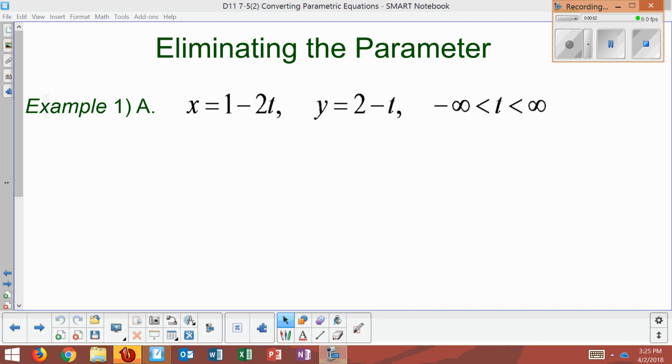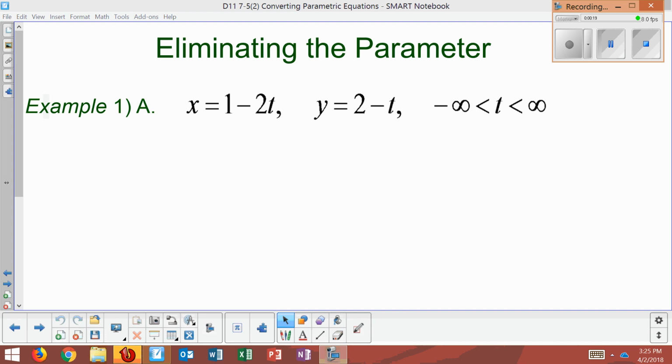Parametric equations, day 2. Today we're just going to follow up with some problems, just more practice. So the first example, A, we're given these two equations here, x equals 1 minus 2t and y equals 2 minus t, and our parameter is from negative infinity to infinity.